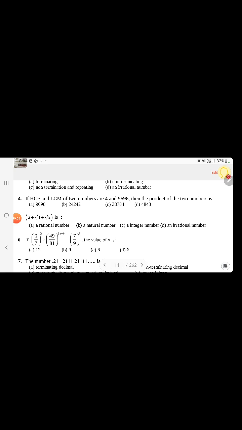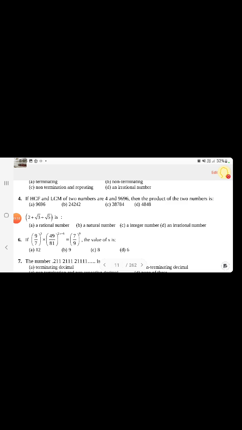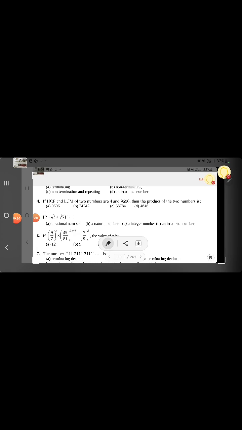Now, if the HCF and LCM of two numbers are 4 and 9696, then the product of the two numbers is... Okay, the options are given. So we have seen the relationship between HCF and LCM. What is the relationship? HCF of A and B multiplied by LCM of A and B is equal to the product of the numbers. We know this.